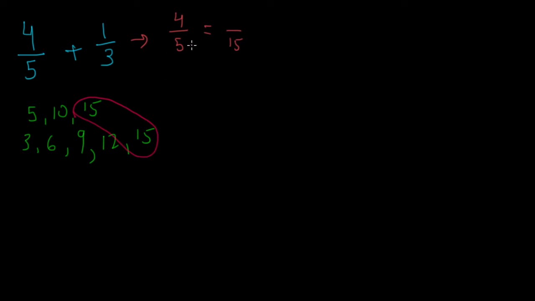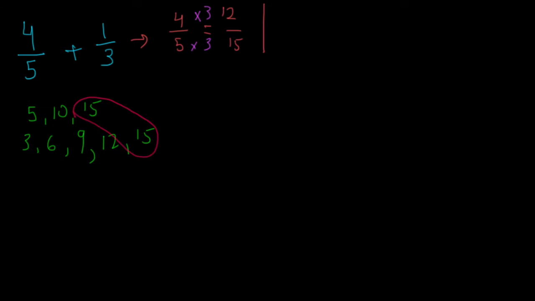All right, so what did we need to multiply 5 by to get 15? We needed to multiply by 3. So 5 times 3 is 15. Whatever you do to the bottom, you also do to the top. So 4 times 3 is 12. So our new fraction is 12 out of 15.